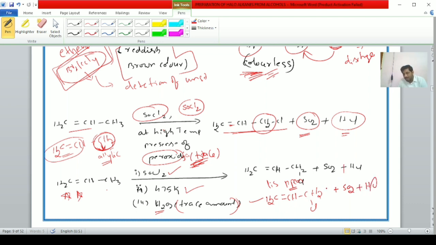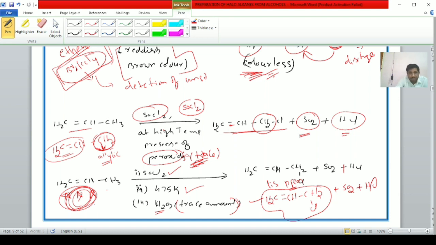Student, here our important product is CH2=CH-CH2Cl. The same thionyl chloride we are discussing in the case of alcohols also, student. From a competitive exam point of view, there may be a possibility, student, so you can remember this.